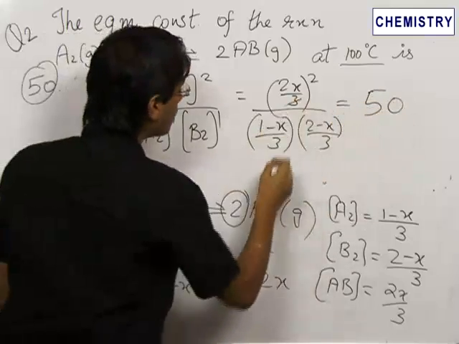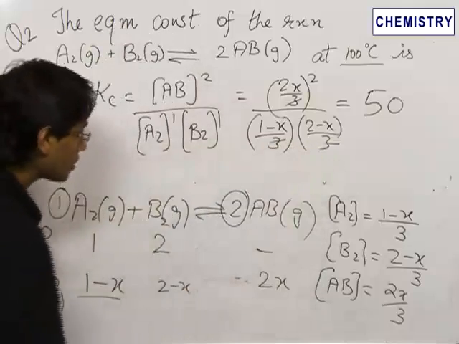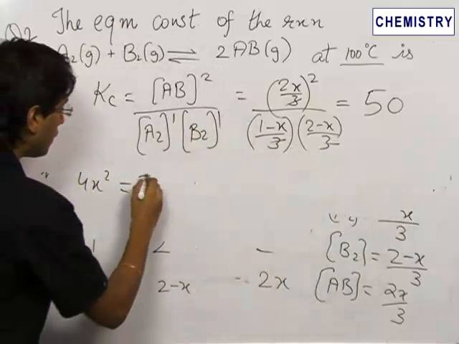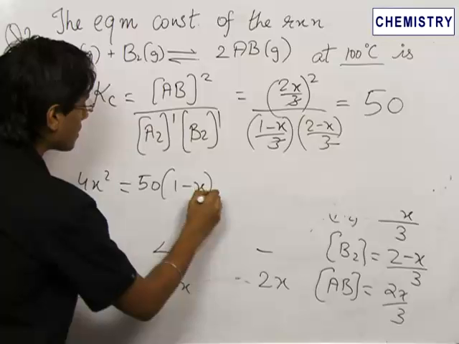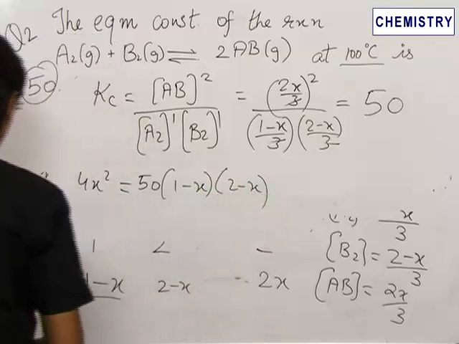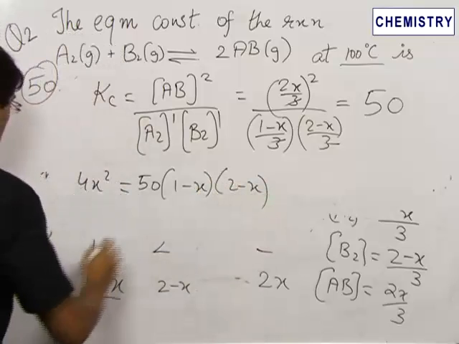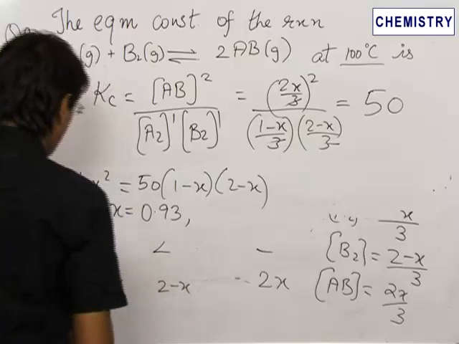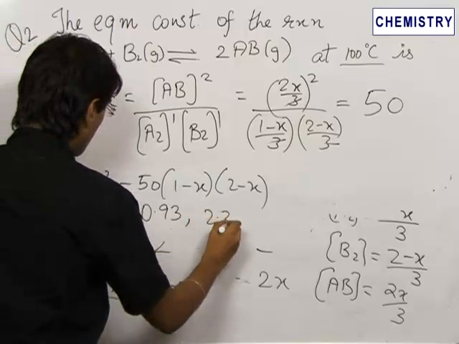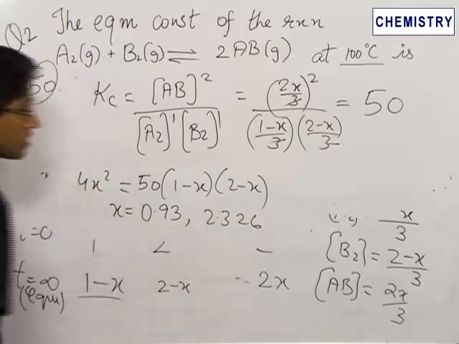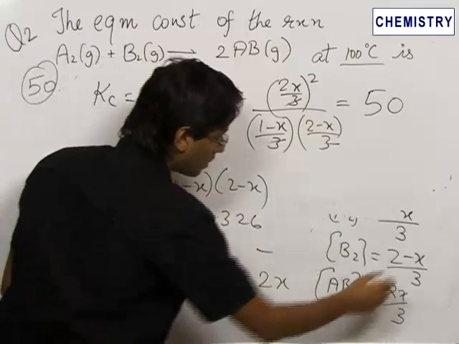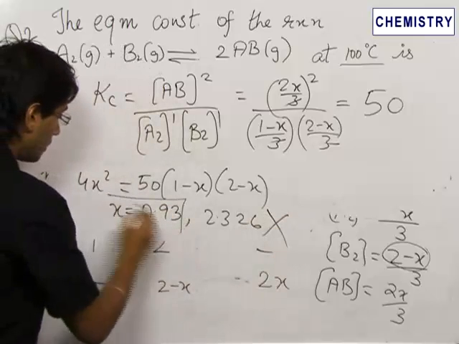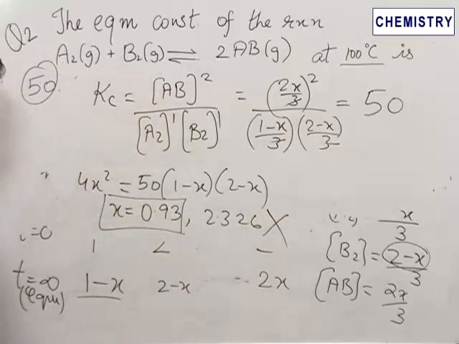Now this 9 gets cancelled with this 3 and 3, and we get the equation 4x square is equal to 50 times (1 minus x) into (2 minus x). On solving this quadratic, we get the value of x as 0.93 and the other value as 2.326. Now since the concentration of B2 cannot be negative, x has to be less than 2, hence this value is rejected, and we get the value of x as 0.93.